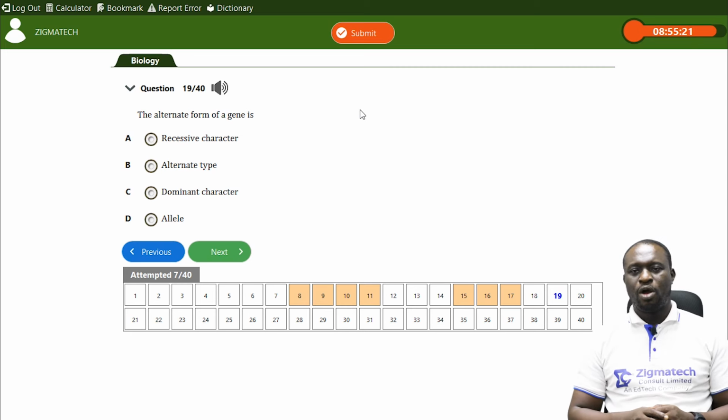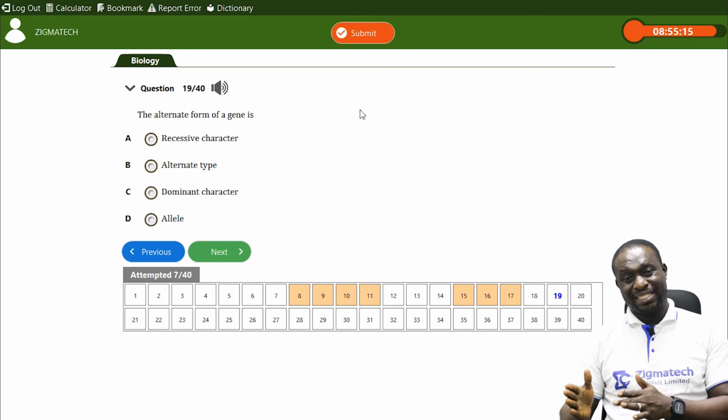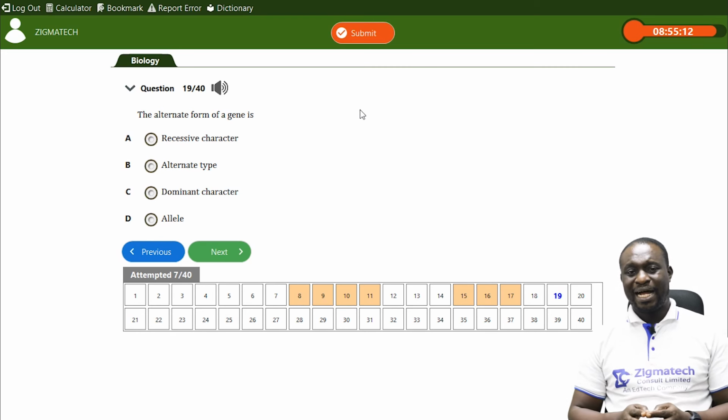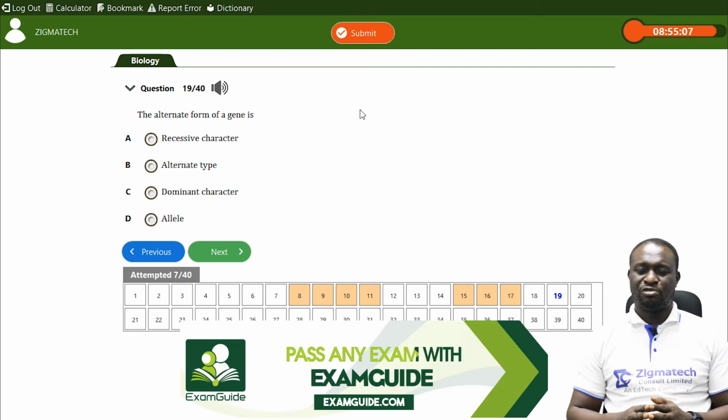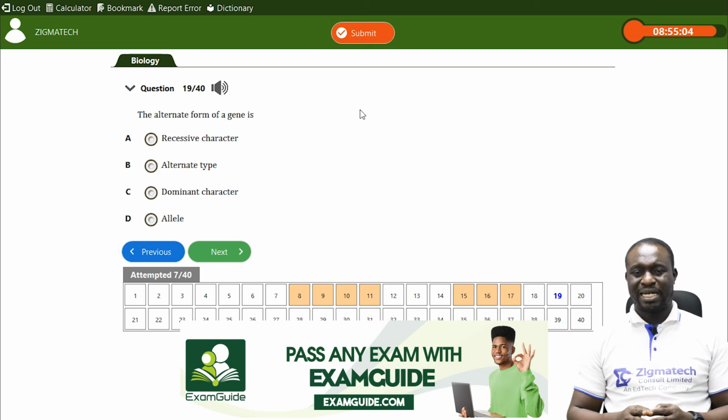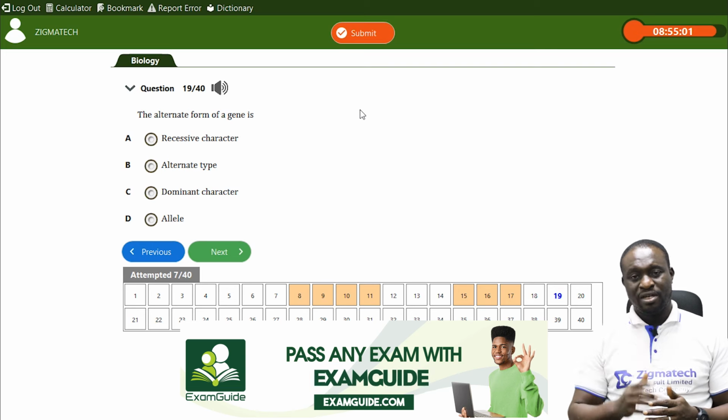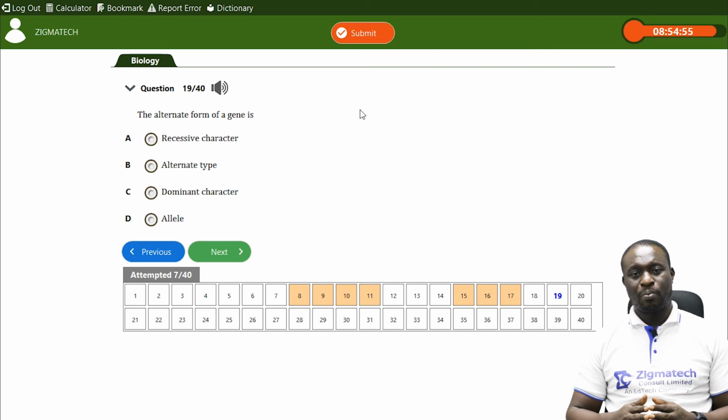The alternate form of a gene is the allele. Alleles are a pair of genes that can be the same or different. For instance, I can represent a pair of alleles as a tall plant, capital letter T, capital letter T. We can also have capital letter T, small letter t. So an allele is the alternate form of a gene, not dominant character.